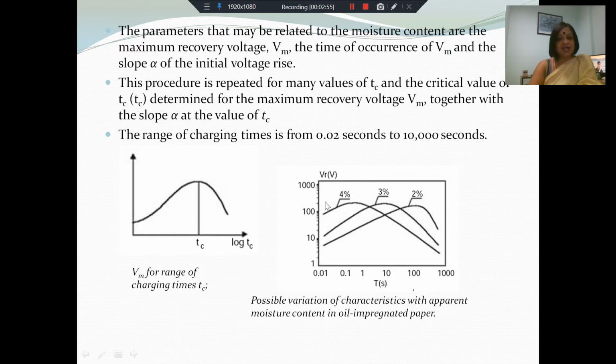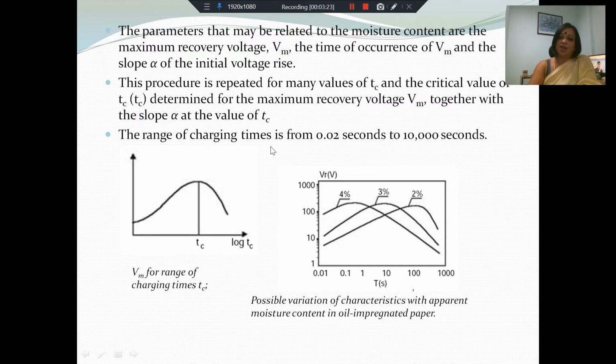As we can see, the maximum values are not very different, only slightly different. However, the slopes are considerably different, and the time to maximum voltage is quite different. For example, the time to maximum voltage is very high for 4% moisture ingress, but much less for 2% moisture ingress. So in this way, we will be able to differentiate between the samples.